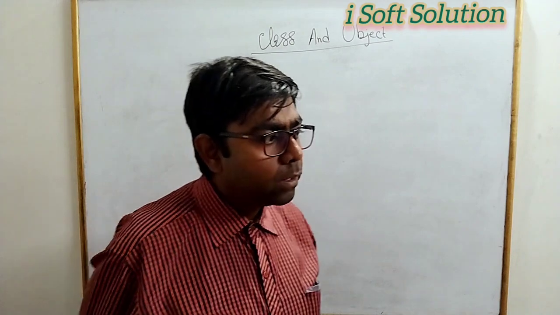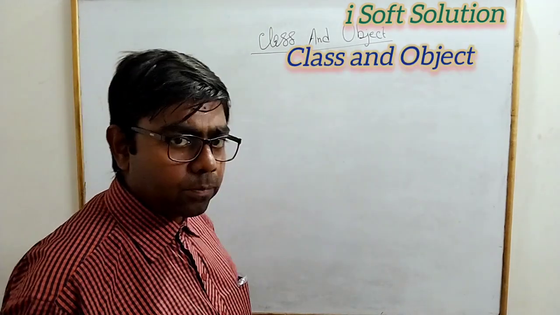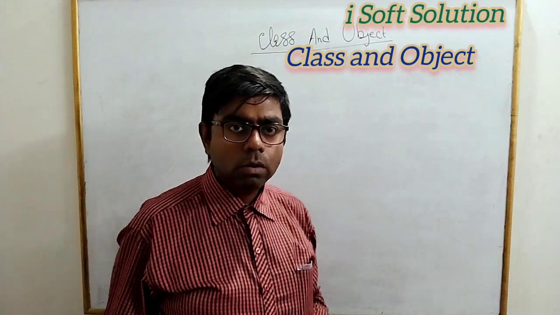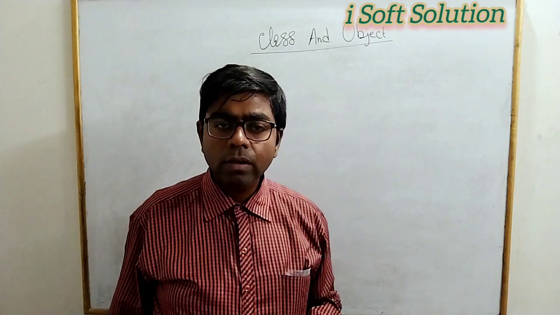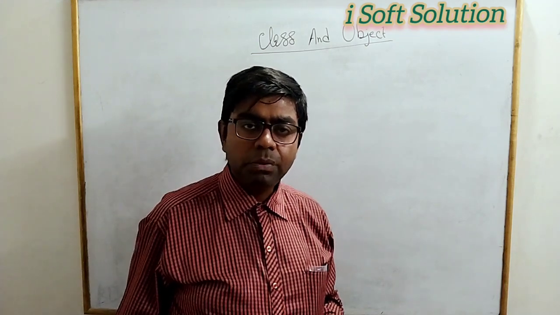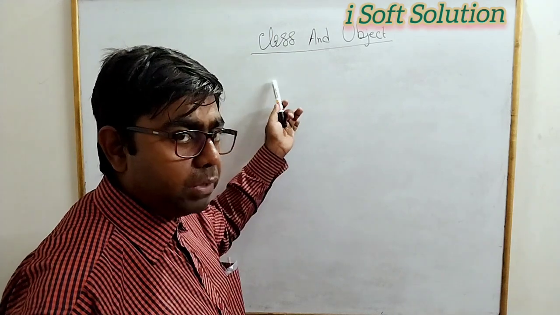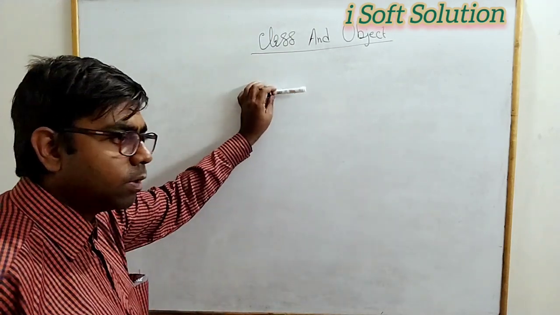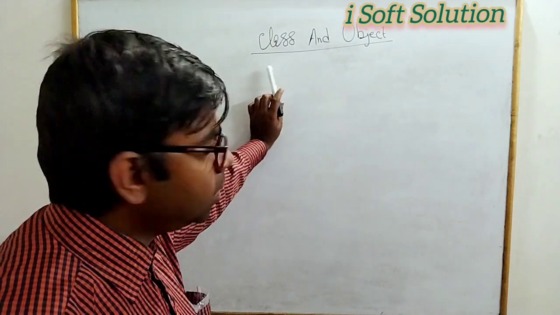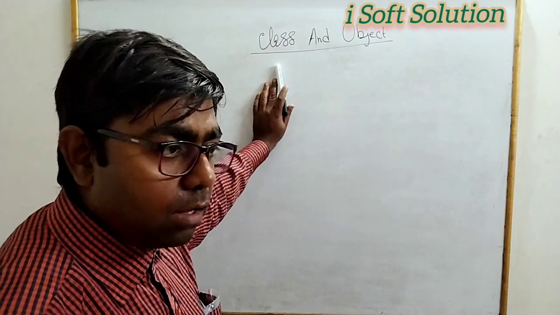Hello student. Today's topic is the basic concept about class and object. Now, what is class? The class is theoretically a collection of behavior and attribute. So it's a theoretical concept. But in programming concept, class is a collection of member functions and variables.